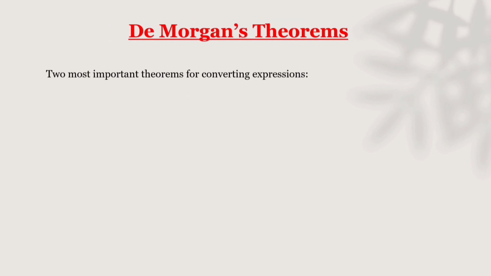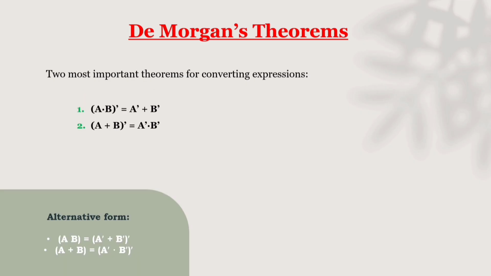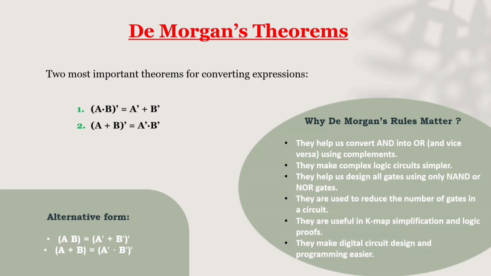Along with that Boolean law, we have the De Morgan theorem. Basically, we have the two De Morgan's theorems and we have an alternate form for it also. The importance of this De Morgan theorem is also explained in our previous video. You can watch it and then continue in this video.